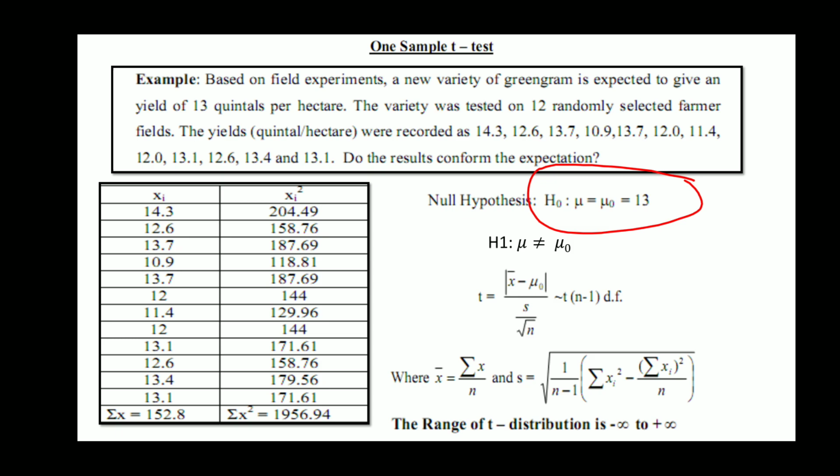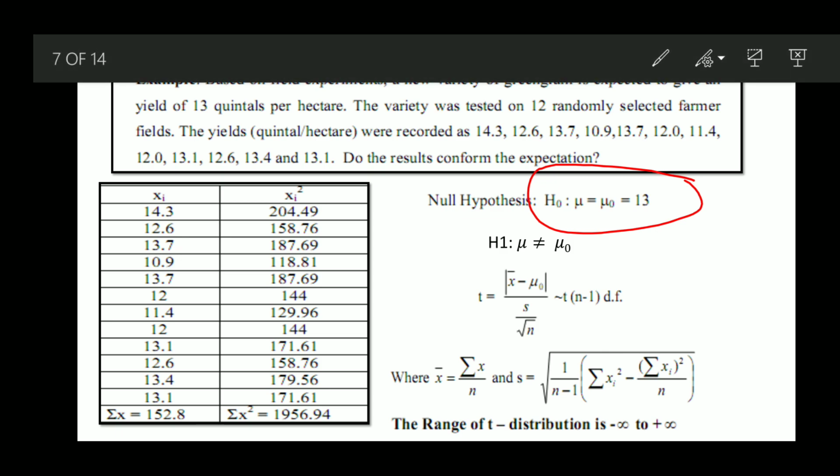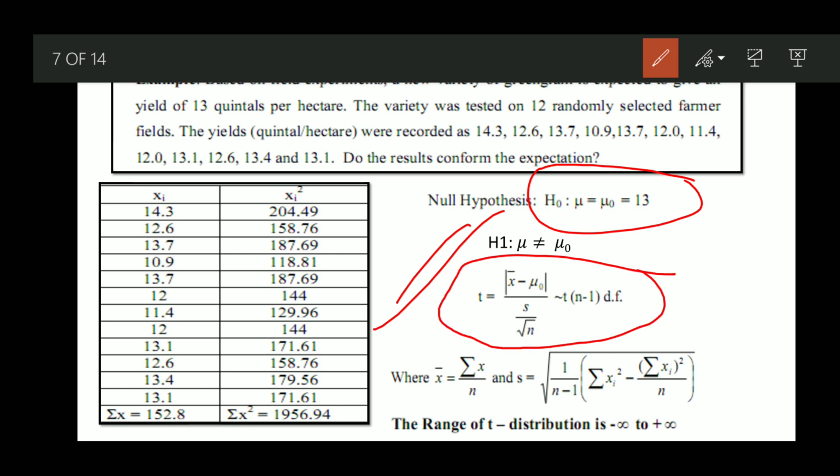Next step is to find the level of significance. So if nothing is mentioned in the question, we'll fix our level of significance at 5%. Okay. Next step is to calculate the test statistic. This is our formula of test statistic. X bar is your sample mean here. Mu null is given in the question, 13, divided by S over root n.